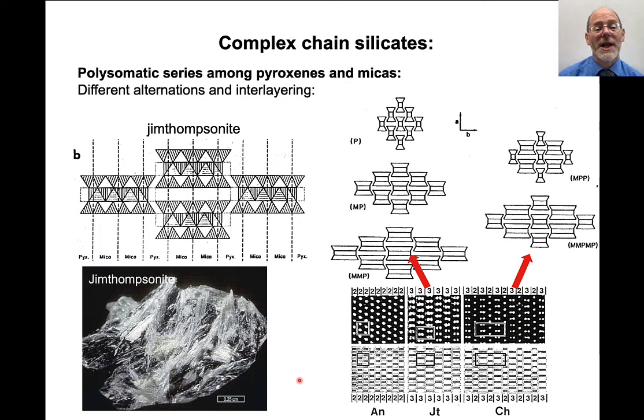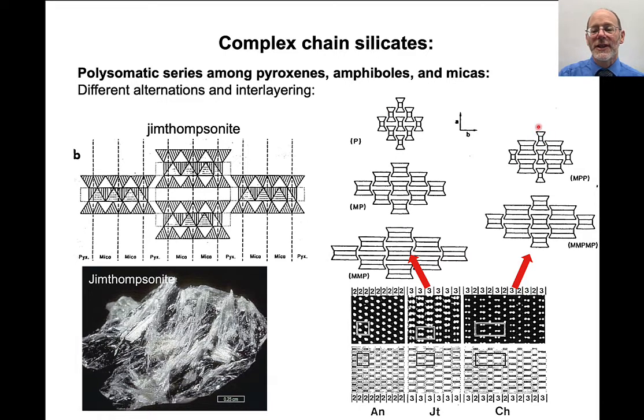Now, just like there are polysomatic series among sheet silicates, we can also describe a polysomatic series among pyroxenes, amphiboles, and micas. So if you can imagine, here's a pyroxene, which is just a little I-beam. Here's an amphibole, which is a double I-beam. We can expand this out. There's another mineral here, which is called jimthompsonite, named after Jim Thompson, which is a triple I-beam. And then it can get wider and wider and wider until eventually it's an infinite I-beam, and that's what a mica is.